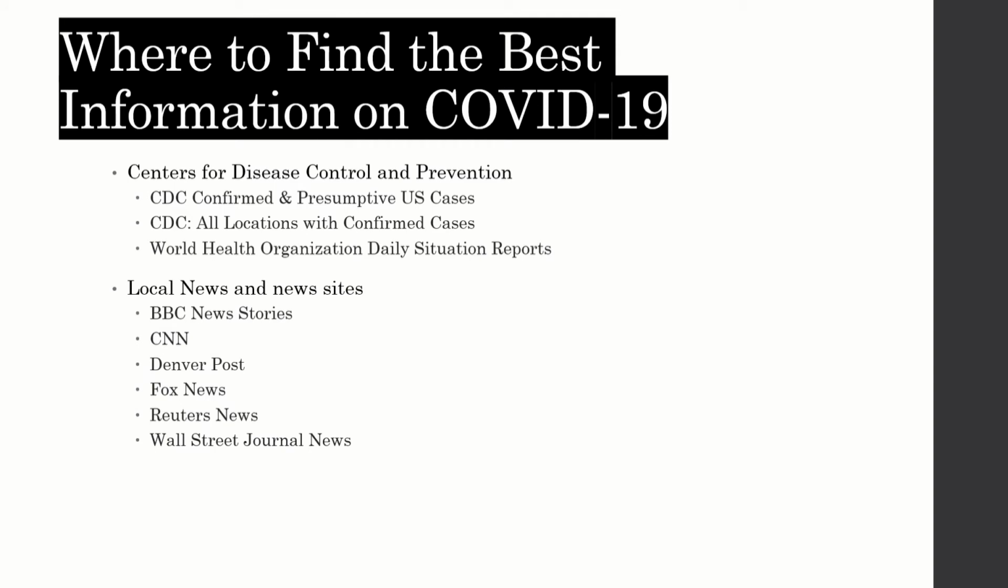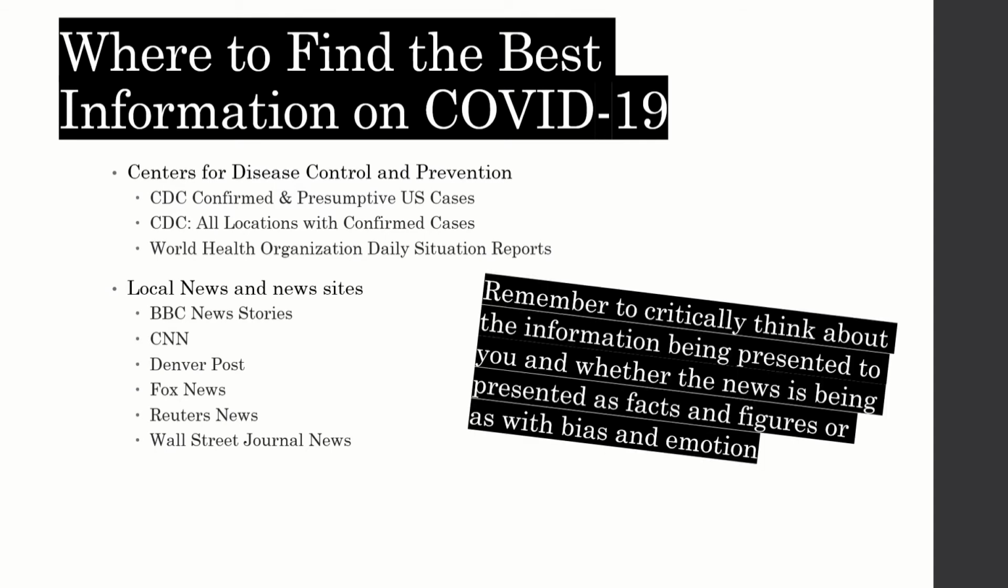Another way to get the best information on COVID-19 is looking at local news stations, their news sites, and national stations. Listed below are the ones that we recommend. Now also remember to critically think about the information that's being presented on these news sites and newspapers, and whether the news is being presented as facts and figures as it should be, or if it's presented with bias and emotion.